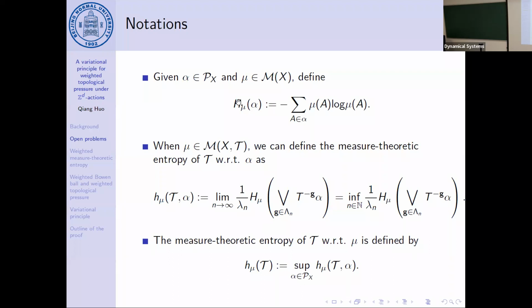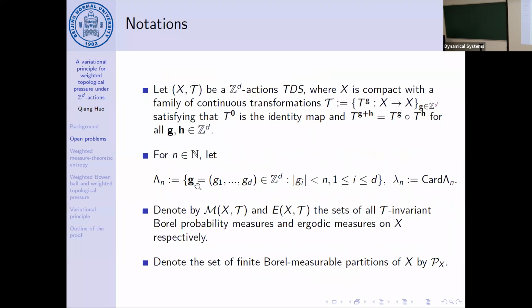And now, what's lambda n? Entropy with respect to partition. What's little lambda n? Lambda n is the cardinality of this set. Because there is a capital lambda here, and this is u in this. Yeah, here is the definition. Okay.